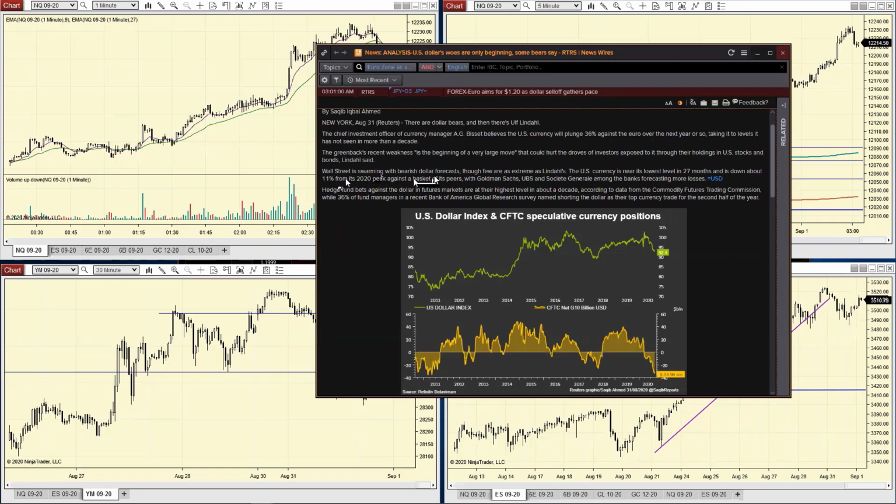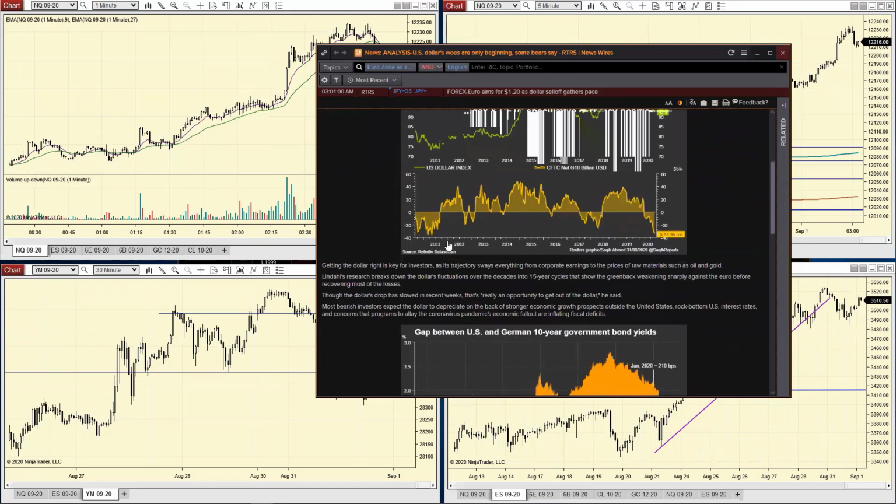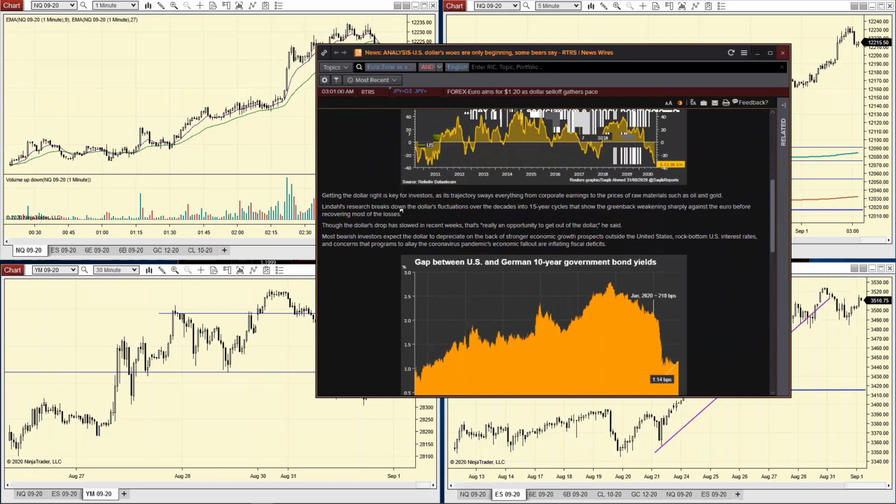Wall Street is swarming with bearish dollar forecasts, though few are as extreme as Lindell's. The U.S. currency is near its lowest level in 27 months and is down about 11% from its 2020 peak against a basket of its peers, with forecasts at Goldman Sachs, UBS, and Societe Generale. Hedge fund bets against the dollar in futures markets are at their highest levels in about a decade, according to data from the CFTC. You can see that here. Let me see if there's anything of any real note. Lindell's research breaks down the dollar's fluctuations over the decades into 15-year cycles.